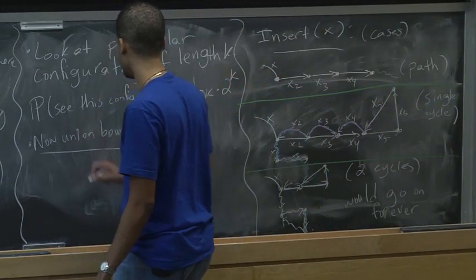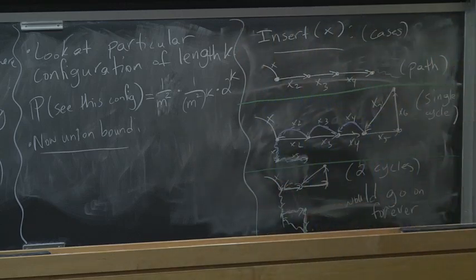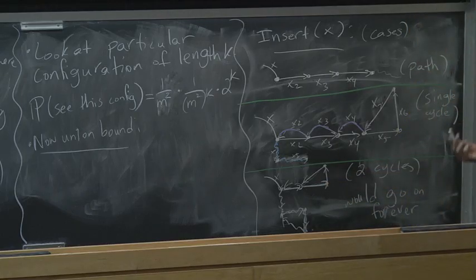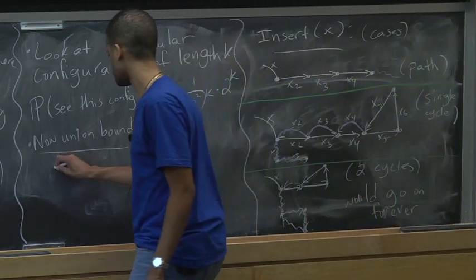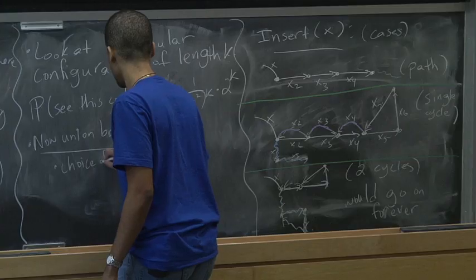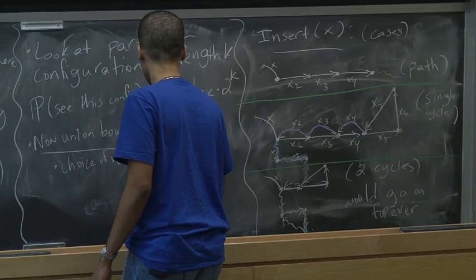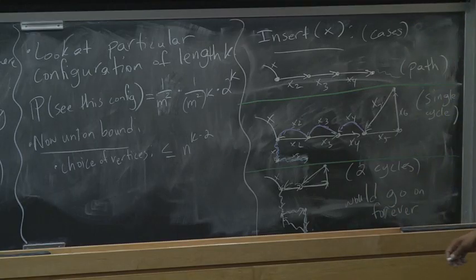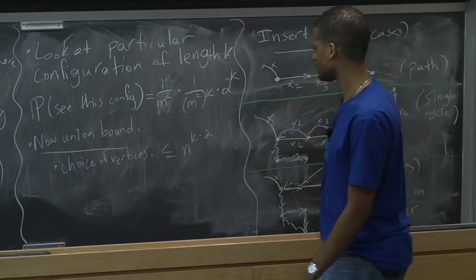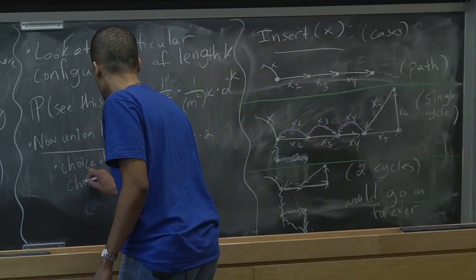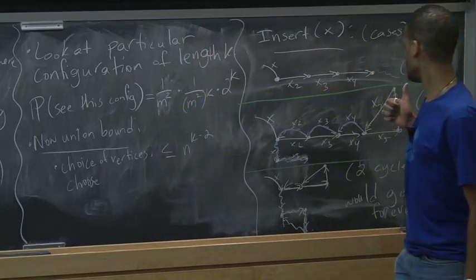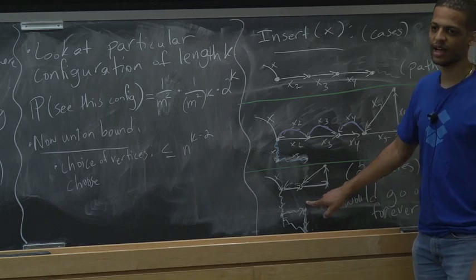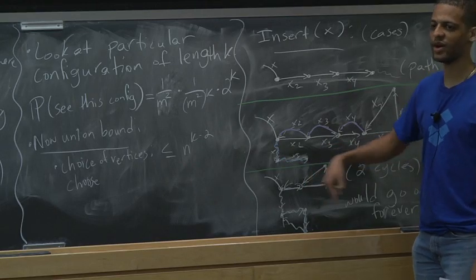So now we want a union bound. So back to business. How many different configurations are there of size k that look like this? So we have to choose what the actual hash values are, so the choice of the vertices. There are at most n to the k minus 2 of them. We also have to choose, let's say, where the first cycle starts amongst these k steps, how long the first cycle is, and where the second cycle starts.